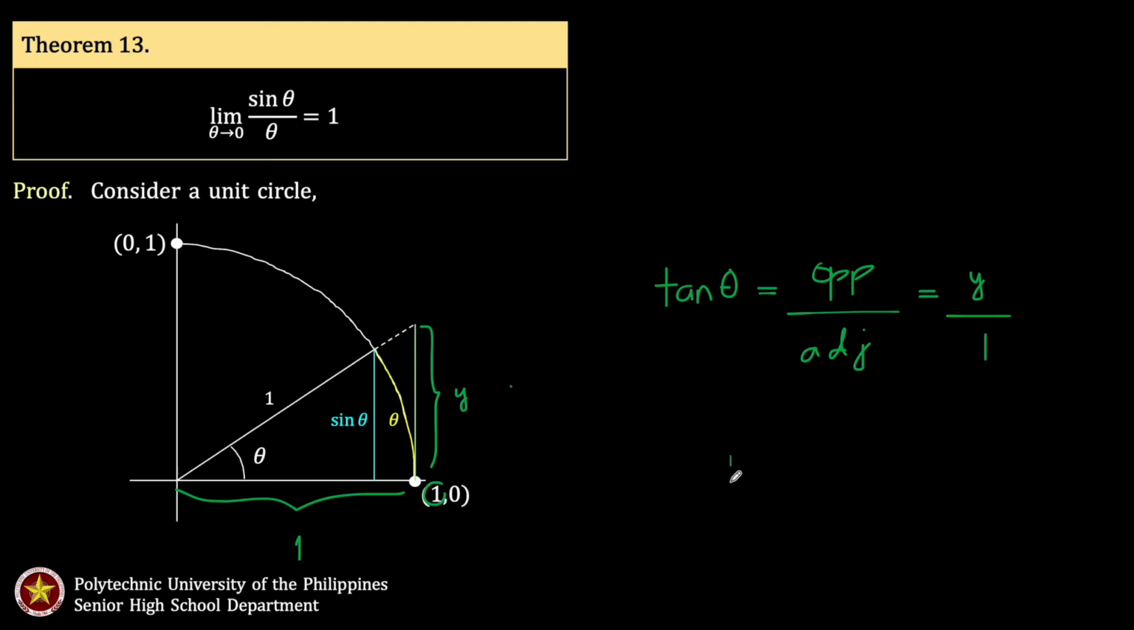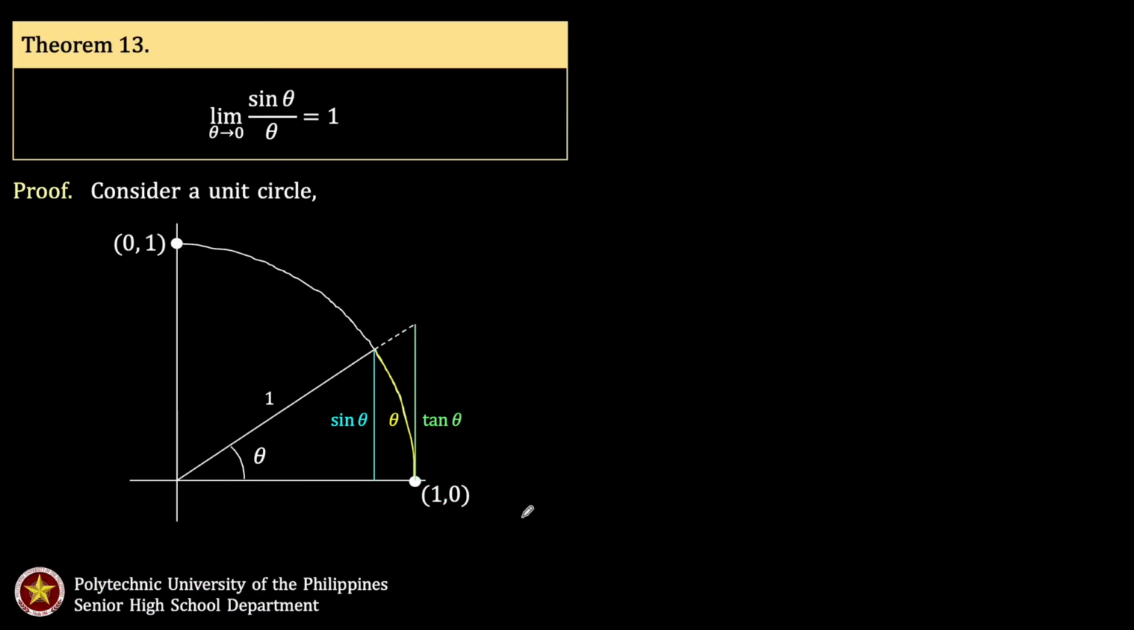Now, simplifying, we will obtain tangent theta, and y divided by 1 is equal to y. So we can say that the measurement of the line segment y, the green vertical line, is tangent theta. Okay. Now we have the three functions. Now here we can represent the sine theta or the blue vertical line as f. Then the middle curve is your letter g, and the green vertical line represents h. F, G, and H. Are you familiar with these functions?